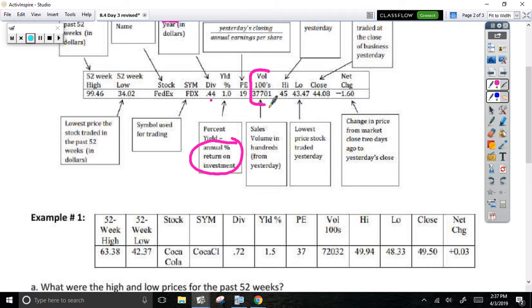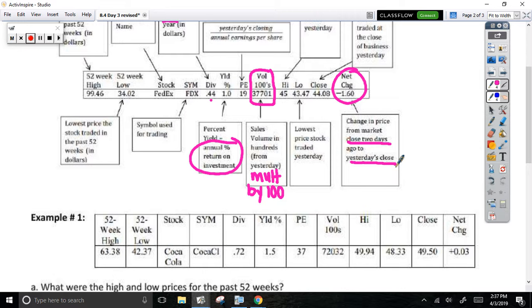Now the volume 100s is how many hundreds of stocks were traded yesterday. So you need to take this and multiply by 100. Or you can add 2 zeros at the end. Then you have your high price from yesterday, your low price from yesterday, because it fluctuates throughout the day, the closing price. And then the net change will have either a positive or a negative, and that will be the change in price of the market from 2 days ago to yesterday.